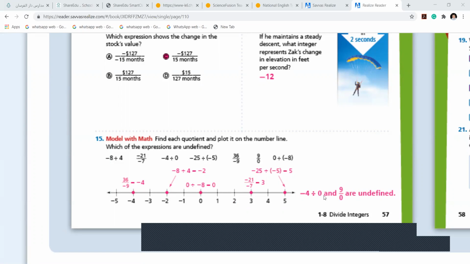Anyways, guys, these two are undefined. When you divide and find 0 in the denominator, like minus 4 divided by 0 and 9 divided by 0, these are called undefined. What is it? Undefined. So, any questions in this one?